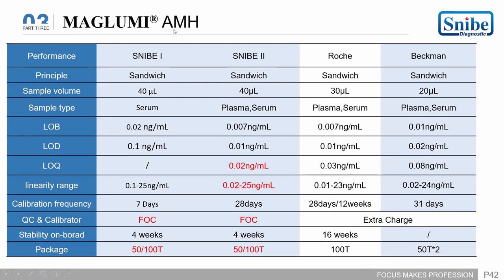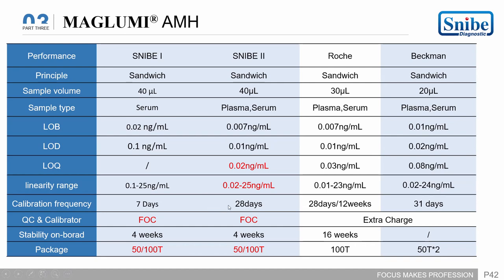So if we talk about the AMH, anti-Mullerian hormone, we have 2 generations. We have competition with Roche and Beckman. They both have sandwich principles, and the sample volume is just 40 microliters, which is equally good as compared to Roche and Beckman. The sample types, both plasma and serum, are recommended, and the LOB, LOD, and LOQ are better, and the reliability in terms of linearity is better as compared to the other competitors.